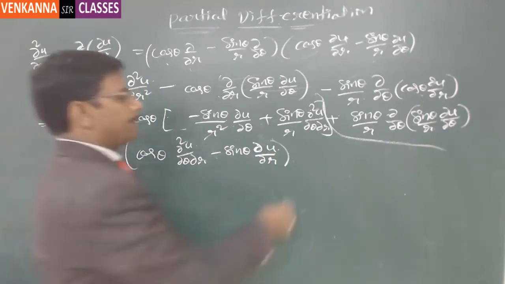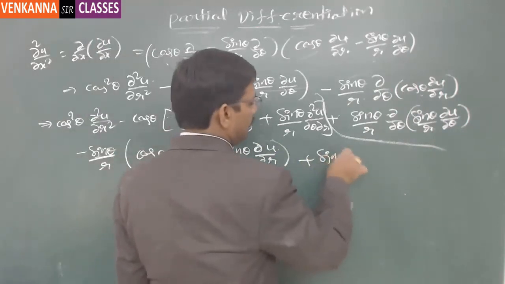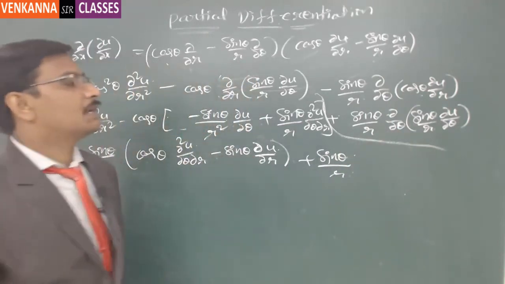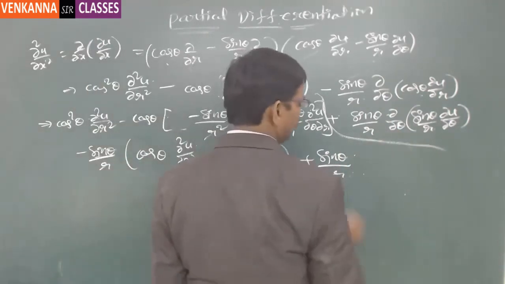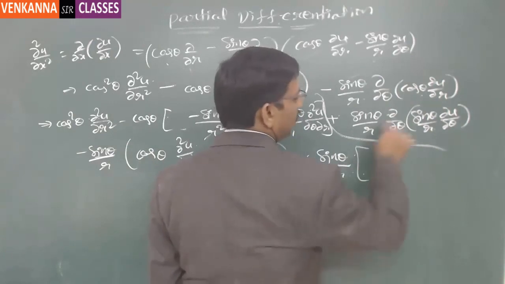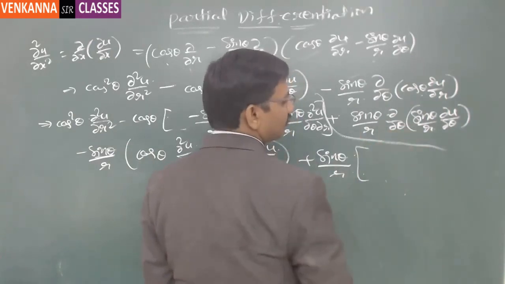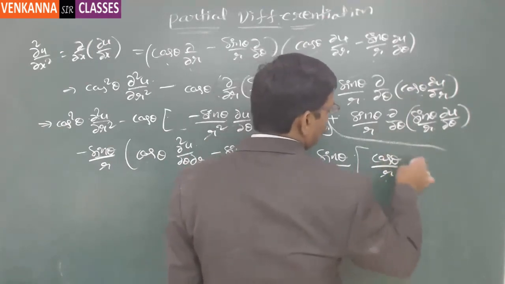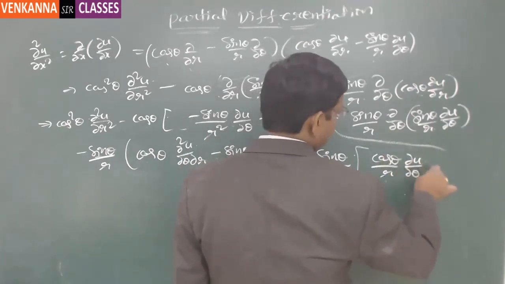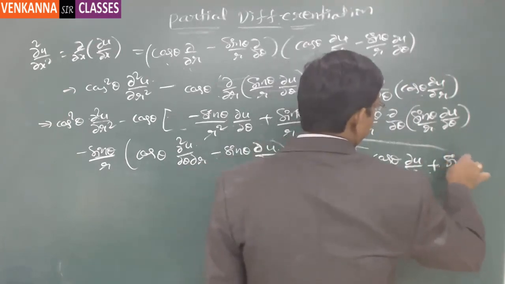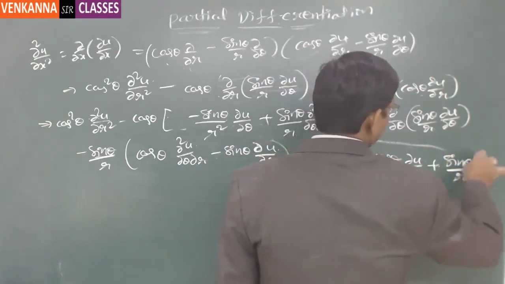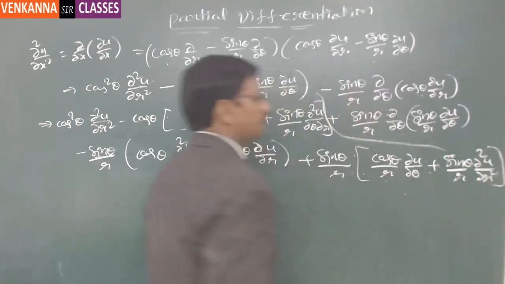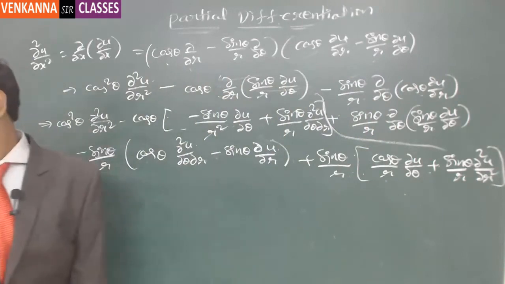And then plus sin theta by r into dou by dou theta of sin theta by r into dou u by dou theta. So the derivative of sin theta by r with respect to theta will be, derivative of sin theta is cos theta by r into dou u by dou theta plus sin theta by r into dou square u by dou r square. So this is how actually you are going to get it.